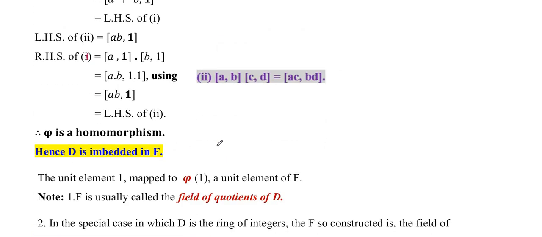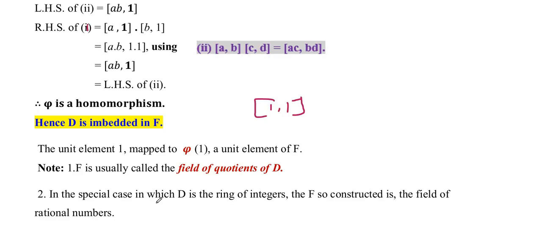So because by the definition we have our phi from D to F to be 1-to-1 homomorphism, D is embedded in F. Now the unit element 1 is mapped to phi of 1. That is how 1 is taken to phi of 1. But that is nothing but 1 1, which is also a unit element. This is also a unit element in F. Now this F is usually called the field of quotients of D.